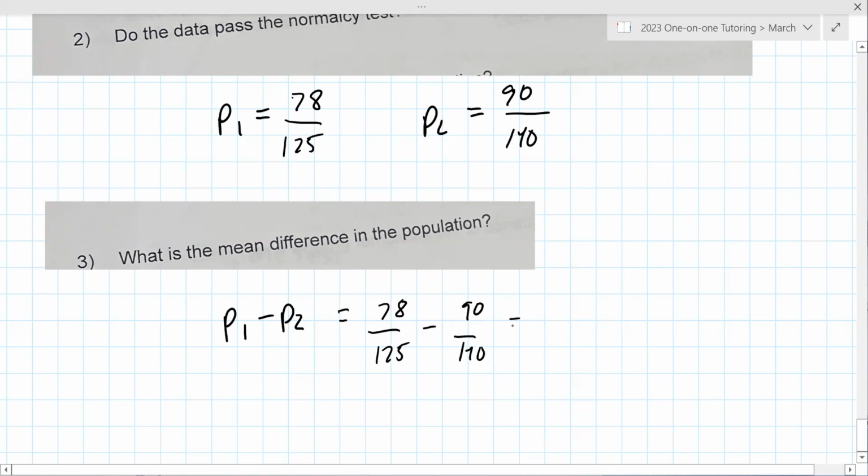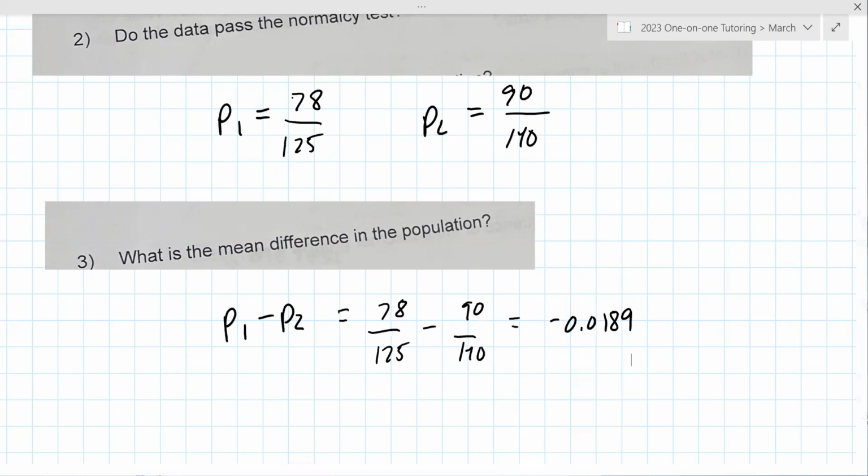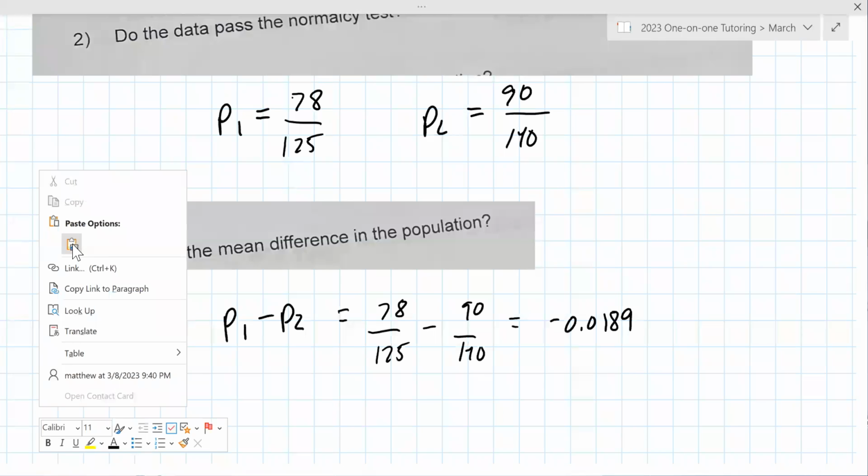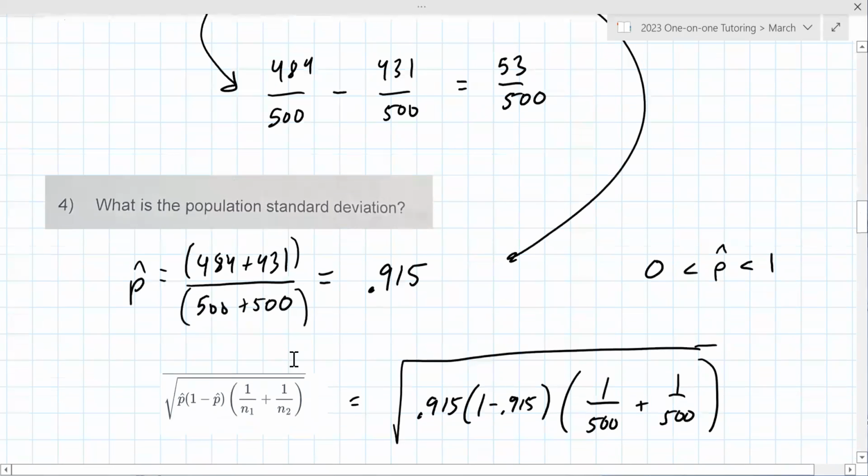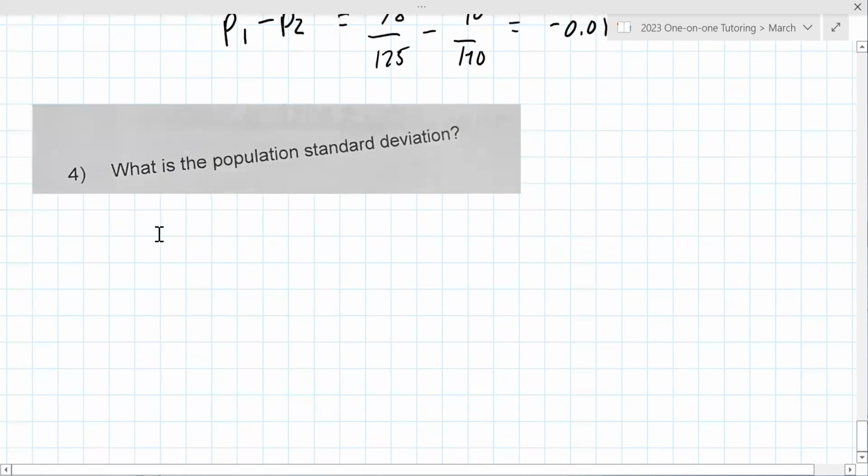Is it negative 0.018? Yes. Good. Okay. So that's 3. 4 is that part in the denominator under that square root. Are you going to get the formulas or do you have to memorize them? Sometimes they're on the test and sometimes they're not, so I'm not really sure. Okay. Yeah, this one would be hard to do without the formula, so maybe can we get that down?